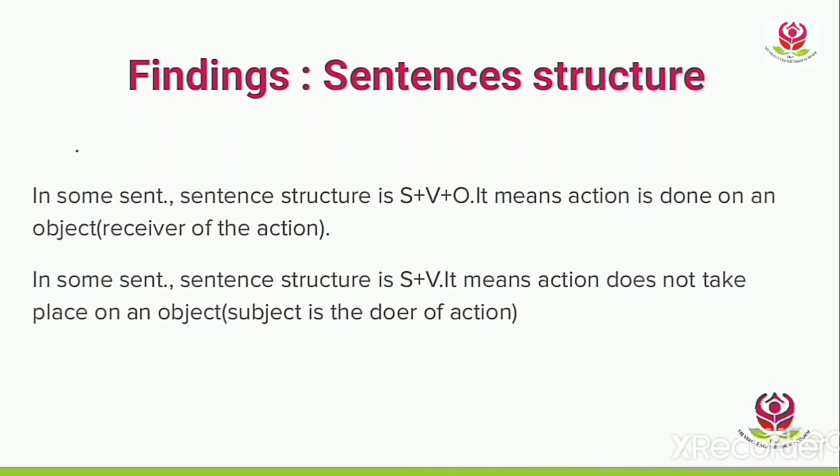And in the next few sentences, you will find only subject and verb. It means the action does not take place on an object. Only the subject is the doer of an action. Understood this much? So, in the first, which kind of sentence structure will you find? Subject, verb and object. In the rest of the sentences, you will find subject plus verb. Okay, you will find this kind of sentences.